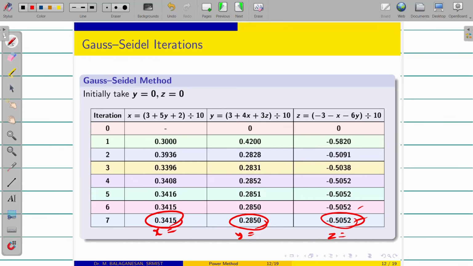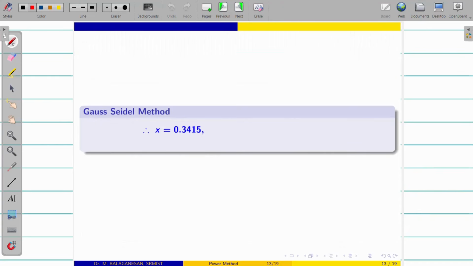Where do we get the answer in the Gauss Jacobi? Do you remember in the previous slide? In the 10th iteration, we obtain the answer in Gauss Jacobi. But what about in Gauss Seidel? We are getting it in the 7th iteration itself. So convergence is faster in Gauss Seidel when we compare with the Gauss Jacobi method. That's it. X value this, Y value this, and Z value this. Finally, you have to write your answer like that.